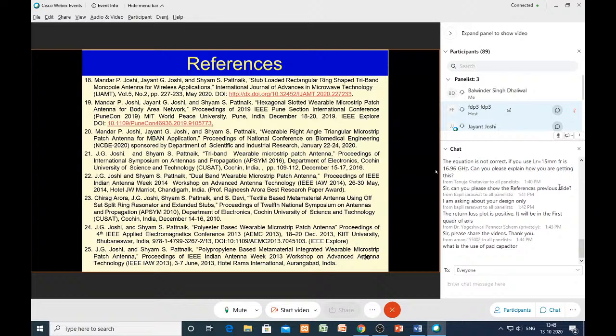Why is the ISM band called an unlicensed band? Because you can use it for your applications. You don't have to take the permission of any authorities like police personnel or the police department. You can use it in your campus also, in your department also. That's why this is an unlicensed band.